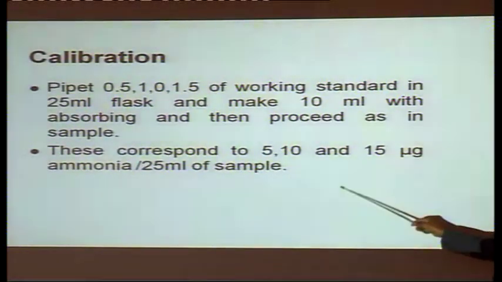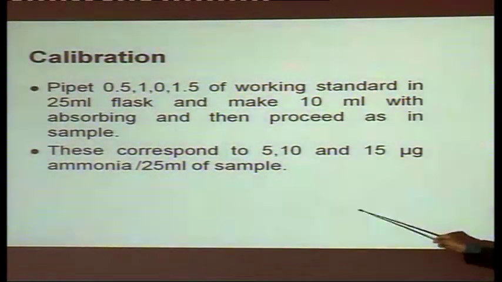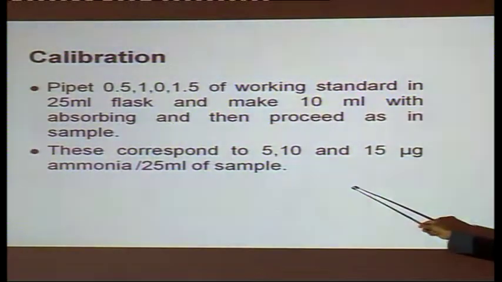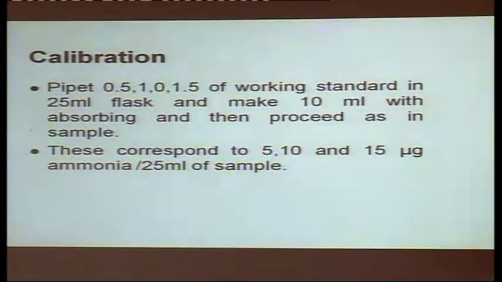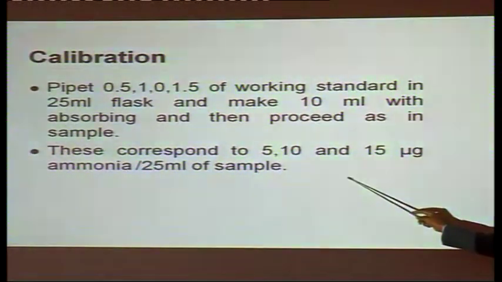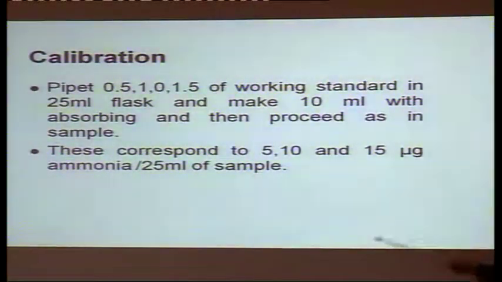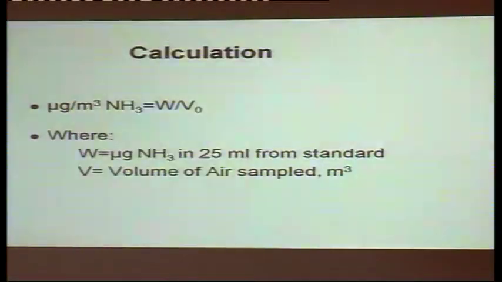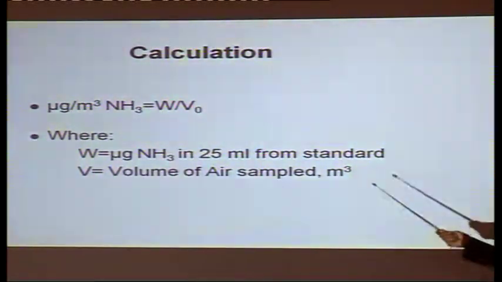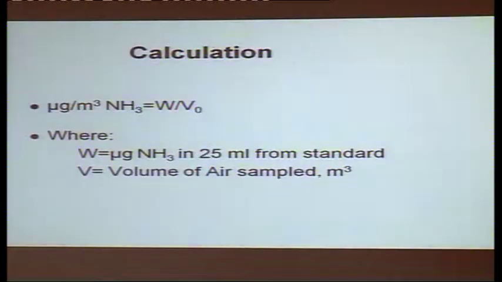Here is the absorbance, here is the concentration. When you take the sample, you may come up with the X absorbance. You find where the X absorbance is, you draw a perpendicular and see what is the concentration here. Next. The calculation is the weight of the ammonia present in the sample divided by the volume of air in cubic meter.